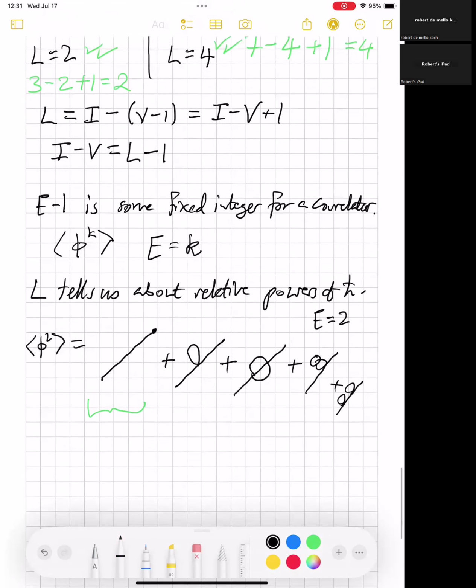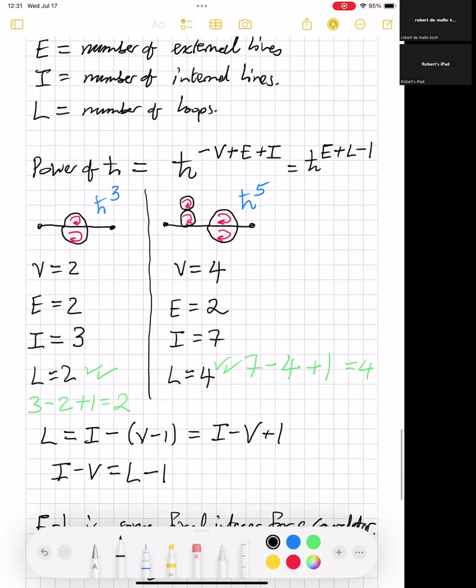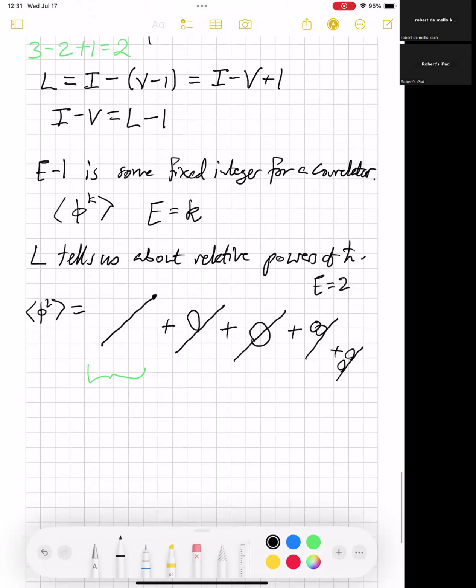So for this particular correlator, h bar to the E minus 1 plus L is just h bar to the 1 plus L. So this first diagram is power h bar. The second diagram is power h bar squared because there's one loop, 1 plus 1 is 2. All of these third diagrams are the power of h bar, 2 loops plus 1 is 3. So those are all h bar cubed.